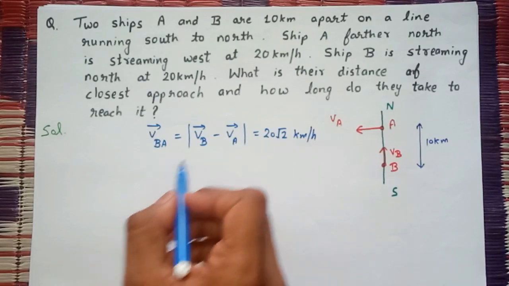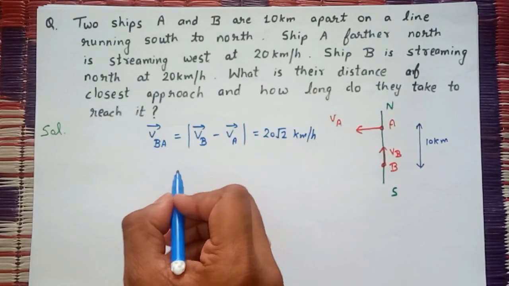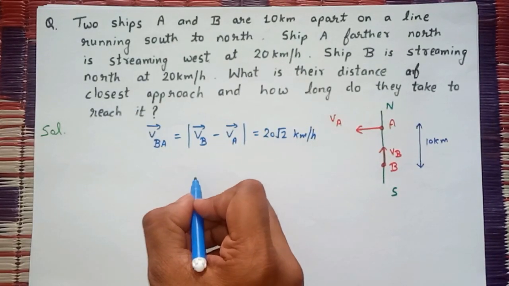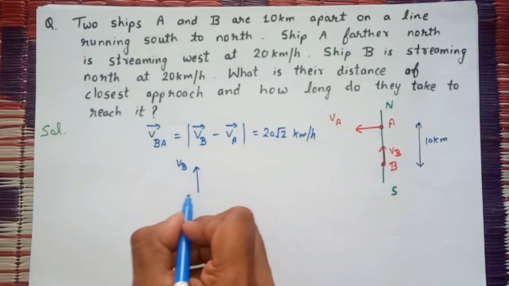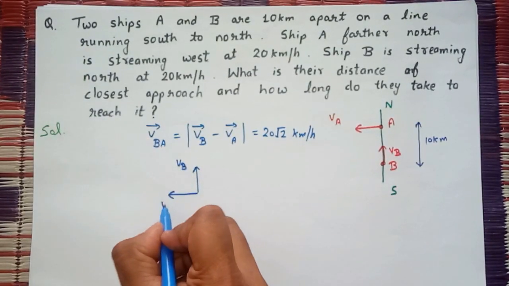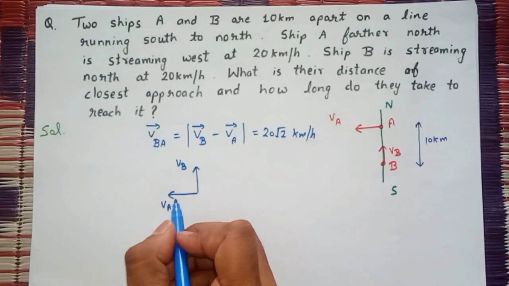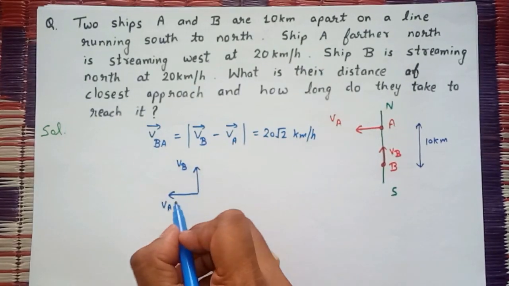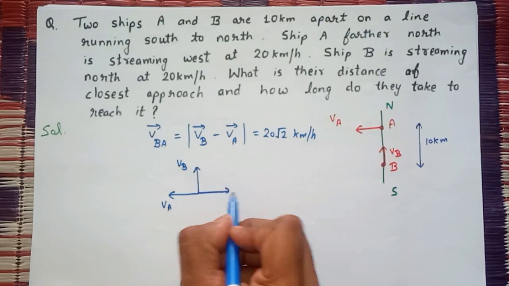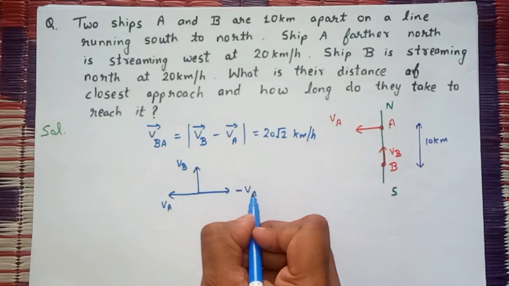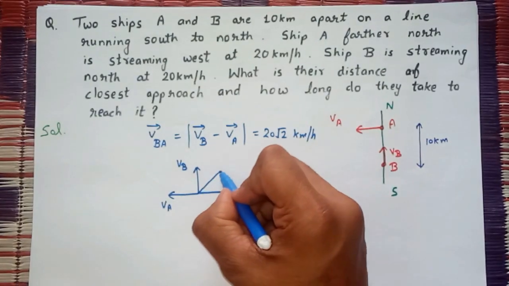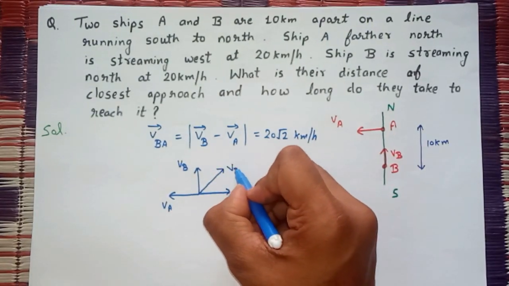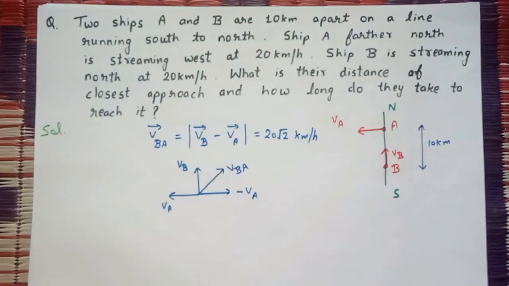And if I want to find the direction of VBA, then this is the direction of VB and this one is the direction of VA. I have to find the direction of VB minus VA. So minus of VA will go in this direction. This is the direction of minus of VA, and the resultant of both of them will be in this direction. This is velocity of B with respect to A.